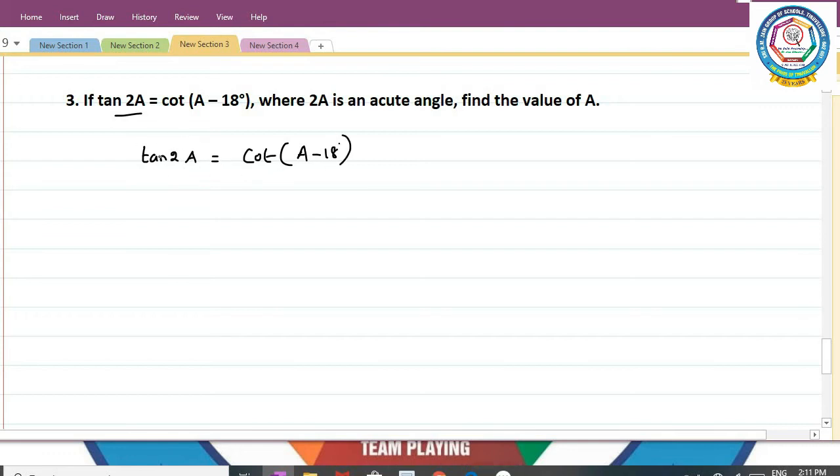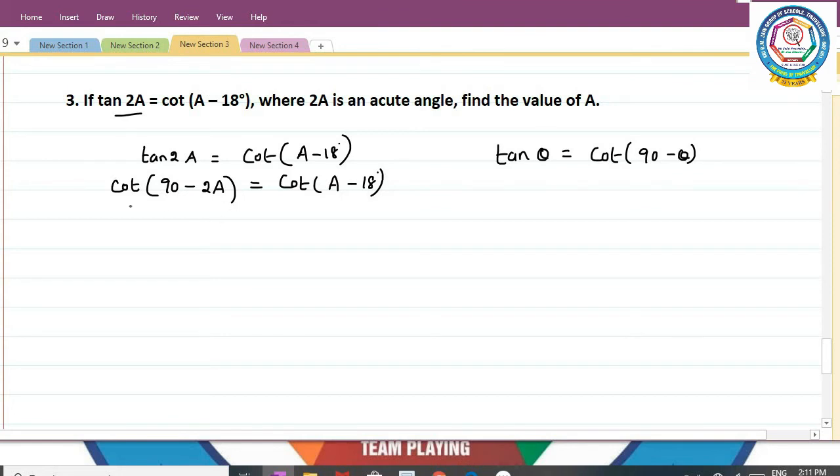So this tan I am going to change in cot terms by applying the complementary angle. tan theta equal to cot of 90 minus theta. So here cot of 90 minus theta, place here 2a. So cot of 90 minus 2a equal to cot of a minus 18. But the question asks to find the value of a. Here cot is there, I have to remove the cot on both sides. So multiply cot inverse on both sides.